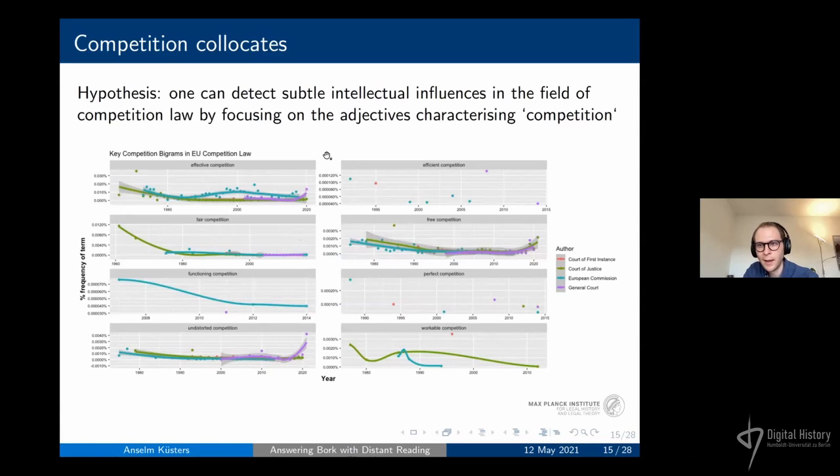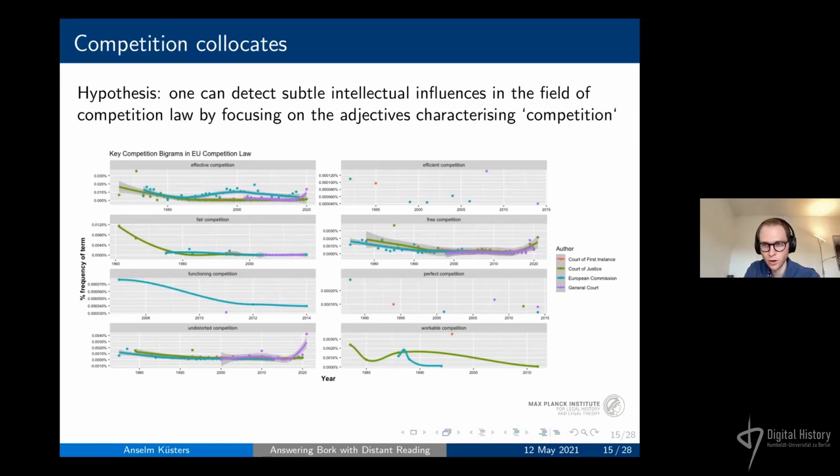Then the second point to note is that there's a quantitative difference in the extent to which these bigrams appear. So of the 3 collocates that are relied upon continuously for all periods, effective competition seems to be by far the most prominent one, appearing almost 10 times as much as undistorted competition and free competition. It seems to have been introduced by the court very early on, and then subsequently adopted by the commission with a high number of occurrences already as early as the 1970s.